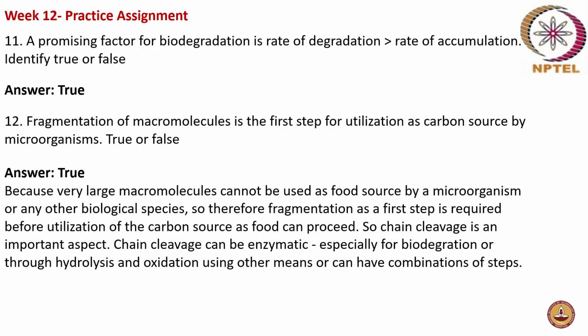Because very large macromolecules, as the name itself suggests, cannot be directly used as a food source by microorganisms or any biological species. So first the fragmentation should happen before it can be utilized as a carbon source and further biodegradation can take place. This happens basically by chain cleavage, an important step in the biodegradation process, and the chain cleavage should be enzymatic to call it biodegradation. Chain cleavage can also happen through hydrolysis or oxidation or other means, but enzymatic action helps in producing byproducts of these microbial cycles. So that step is very critical.